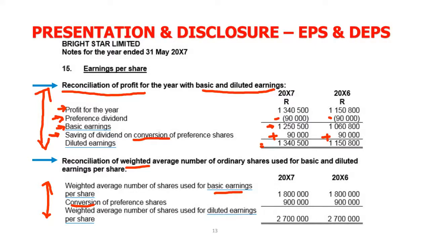Now, remember, up in our earnings part, we had a saving of preference dividends. So the conversion that we find at the bottom reconciliation of WANOs must be in relation to those same preference dividends. Here we are assuming that these preference shares have been converted into ordinary shares. So that is why we're adding it back to the basic WANOs. That gives us an amount at the end, which is our diluted WANOs.